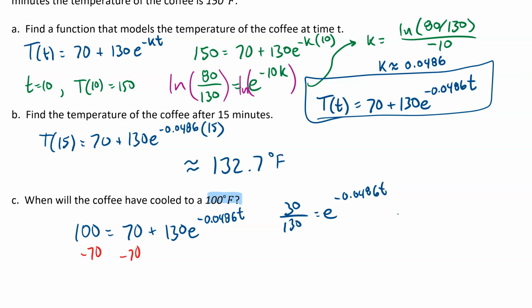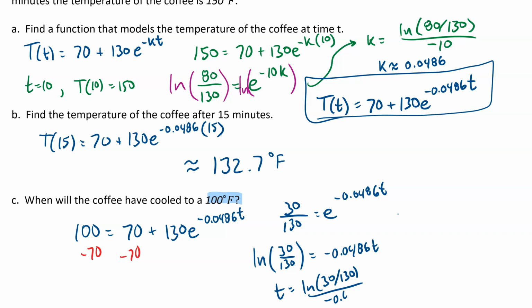And then applying natural log to both sides is going to give me the natural log of 30 over 130 equals negative 0.0486 t. And so, of course, t equals the natural log of 30 over 130, divided by negative 0.0486. Plugging that expression into a calculator, we see 30.17, meaning it will take about 30 minutes for the temperature to reach 100 degrees.